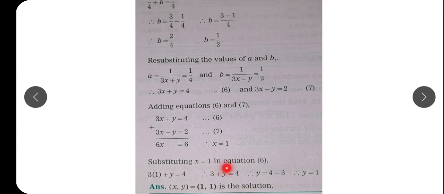Substitute this value of x in any one of these equations, that is equation number 6. 3 into 1 plus y is equal to 4, that is 3 plus y is equal to 4, which means y is equal to 4 minus 3, so y is equal to 1, and hence the solution is x, y is equal to 1, 1.